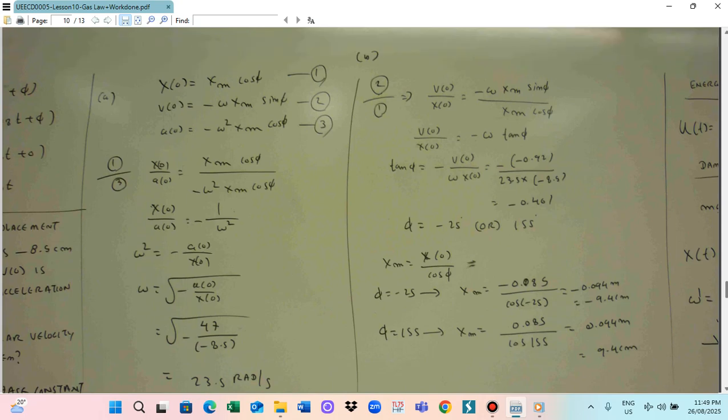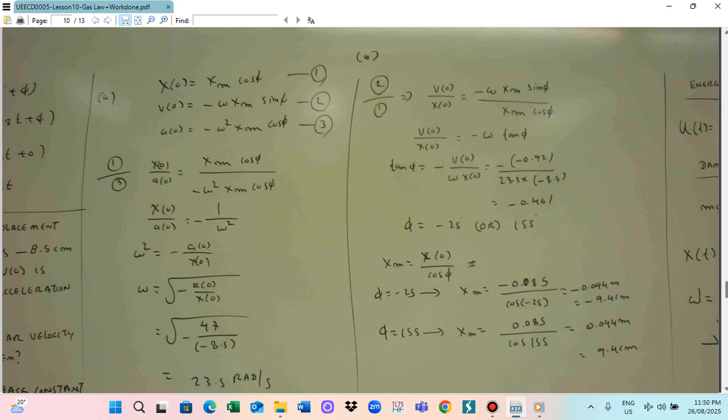And the phi, what is the phase angle? Phase angle also needs to be calculated. So in this case, to get the phase angle, we have the ratio of v0 and x0. Equation 1 is x0 is equal to h_m cos phi, v0 is minus omega h_m sin phi. So we take equation 2 divided by equation 1. Equation 2 is the v0, equation 1 is the x0. So equation 2 is minus omega h_m sin phi divided by equation 1, which is h_m cos phi.